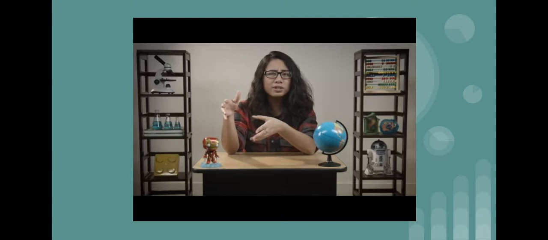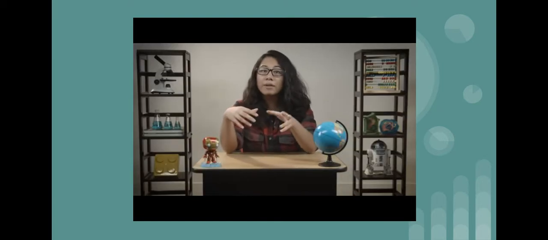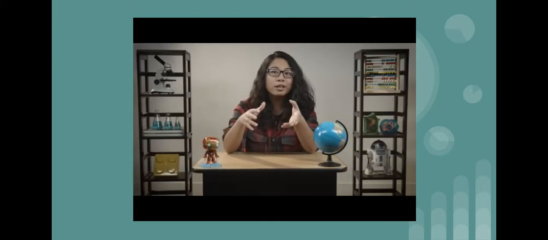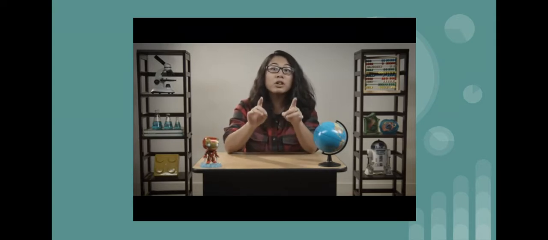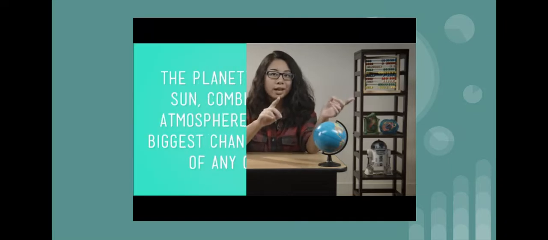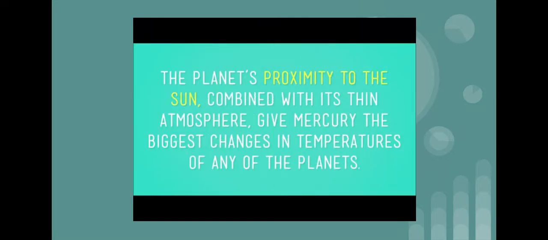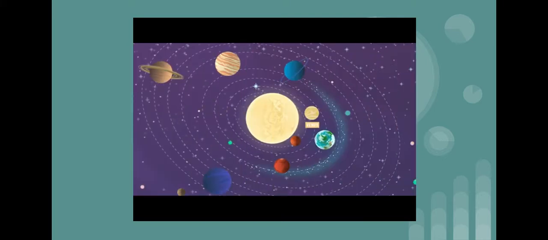Why the extreme changes? During its rotation, when one side of Mercury is facing the sun, that side gets super hot. But Mercury doesn't have a lot of gases around it like the Earth does. Without these gases to hold in heat, the planet can get really, really, really cold too, especially on the side that's facing away from the sun. So the planet's proximity to the sun, combined with its thin atmosphere, give Mercury the biggest changes in temperatures of any of the planets. Things get even more extreme on Venus, the next closest planet to the sun.